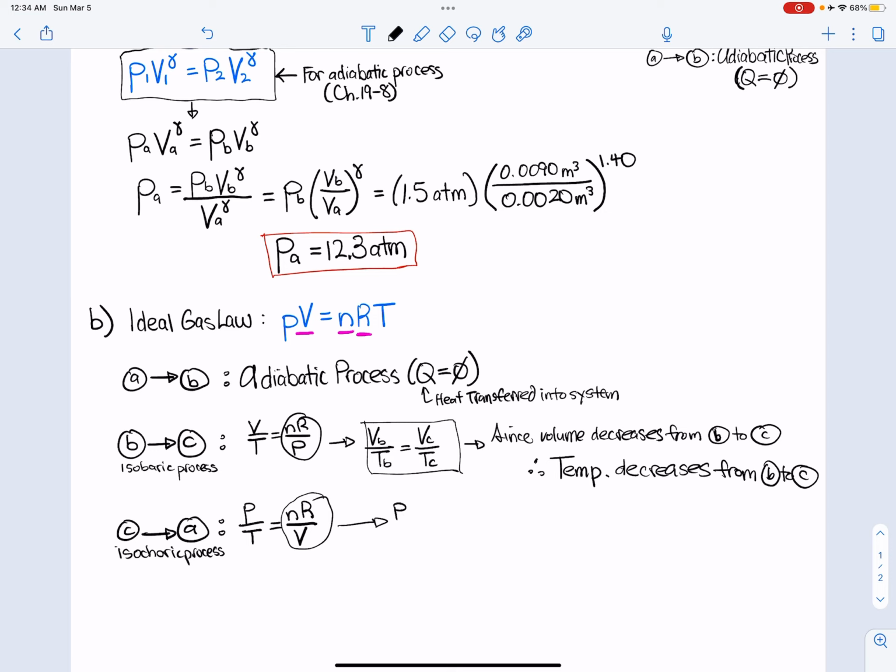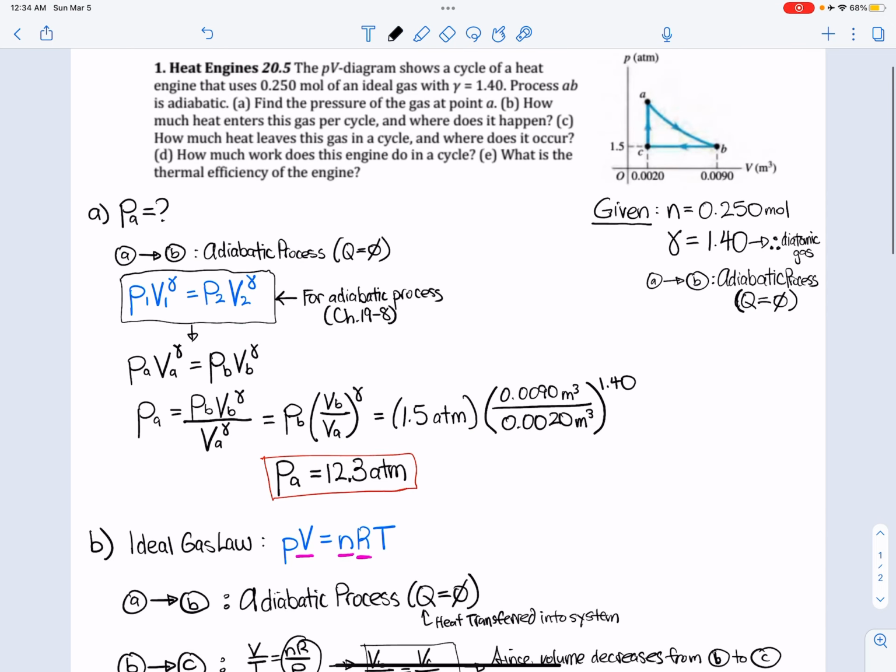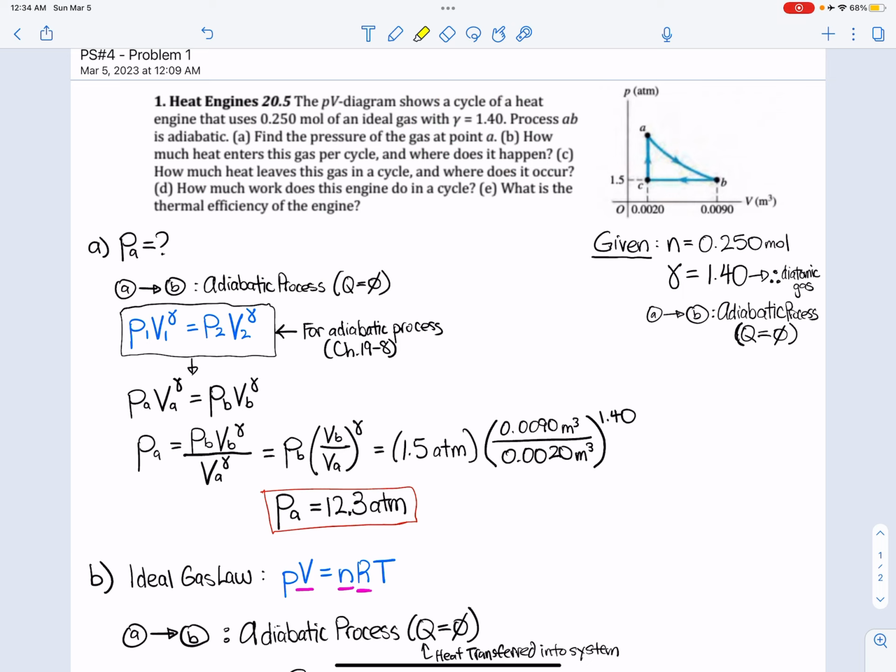So therefore, we could say that the pressure at C, because this time we're going from state C to state A, so the pressure at C divided by the temperature at C is equal to the pressure at A divided by the temperature at A. And as we can see from the PV diagram, the pressure increases from state C as you go towards state A, because obviously the pressure up here will be higher than 1.5 atm. And actually, we solved it in part A. It's 12.3 atm.